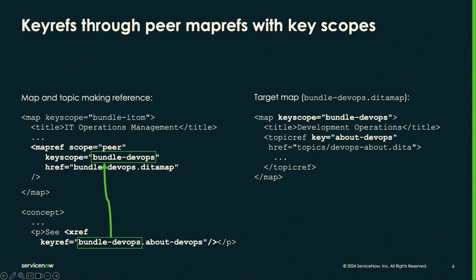So my cross-reference points to the key scope. That key scope gets me to the root map of my other publication, and then my key reference gets me to the key in that target publication, right? So that's how you author these things.